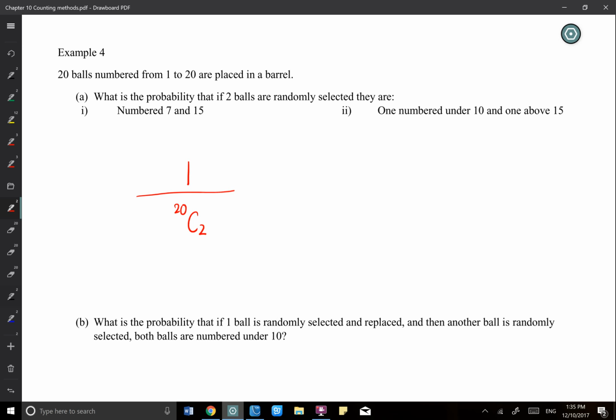So you want the ball 7 and ball 15. How many possible ways do you have? It's just a ball 7 and a 15. That's only one way you can get that. So it's 1 out of that.